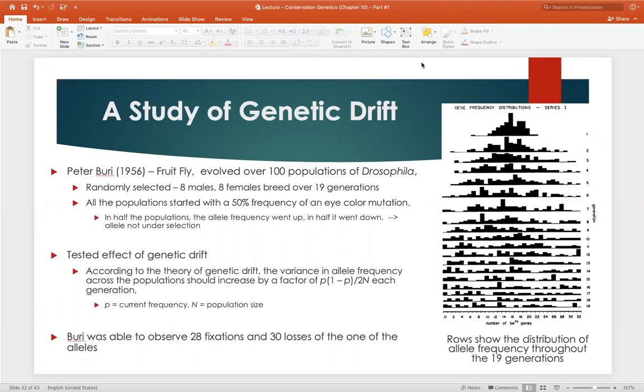In this particular example, Buri was looking at breeding populations of fruit flies over several generations and making observations based on phenotype and then their corresponding respective genotypes. So as we think about this particular study, he was looking at how over 100 populations of Drosophila evolved over time. We're going to focus on 19 of those generations for this particular example.